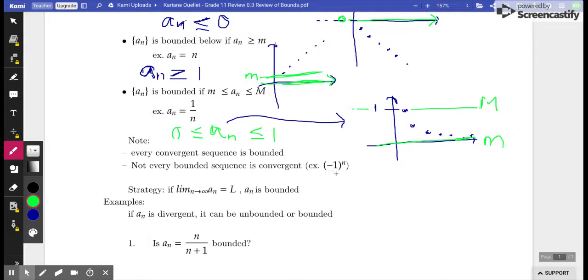And the example for this here is the sequence (-1)^n, which we know to be divergent because the limit does not exist. So if you recall, this is the sequence -1, 1, -1, 1, like this. So this is divergent, but it's bounded because the sequence goes between -1 and 1.